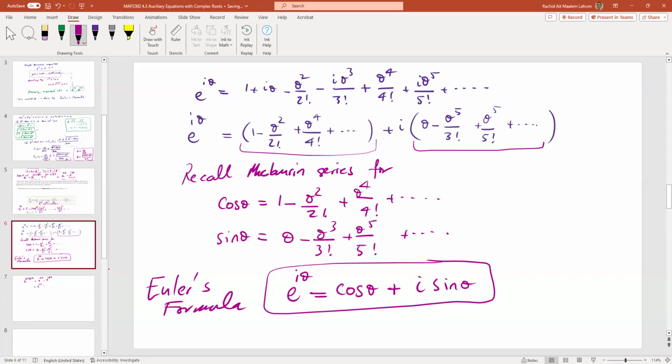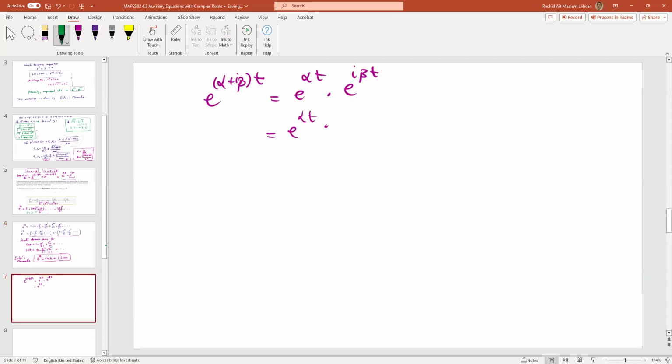You see, e to the i theta. Okay, so we'll just redo the formula here for it. So it's going to be cosine beta t plus sine beta t and i here, which expresses the complex function in terms of familiar real functions.